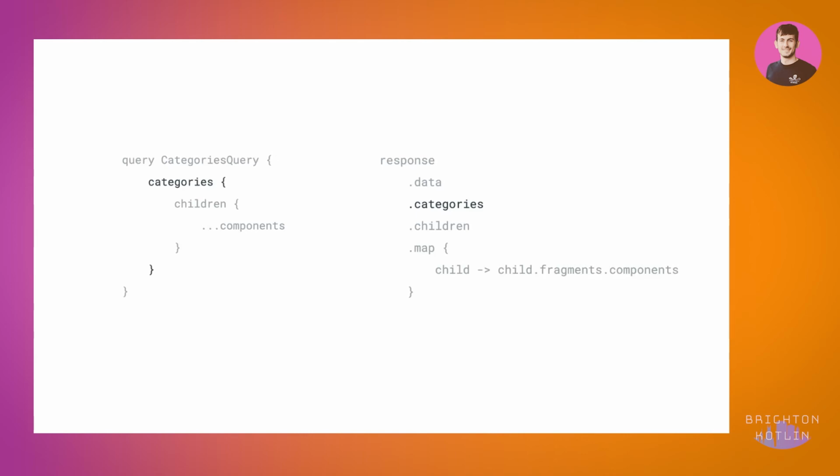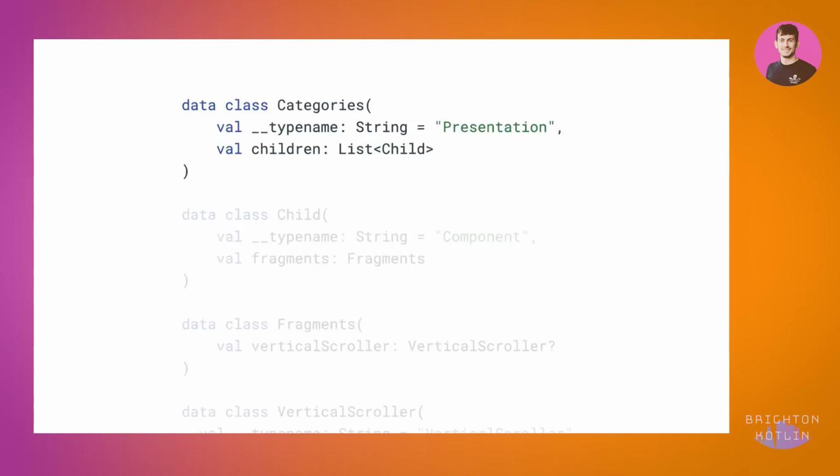Now, because we performed a query on categories, Apollo has generated a response model based on this. We defined our query and the fragments that are to be queried for, so Apollo generated a response model for that, which means we can access all of this in a nice typed fashion. If we remember that query that we defined in our API, the presentation type that returns a list of children, Apollo generated a Kotlin type for this, so we can access those children in that same format.